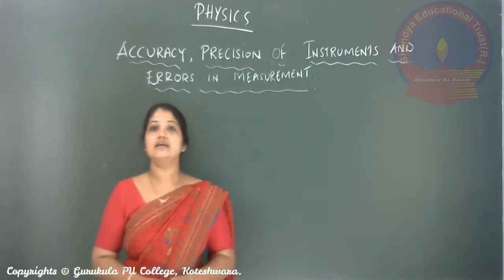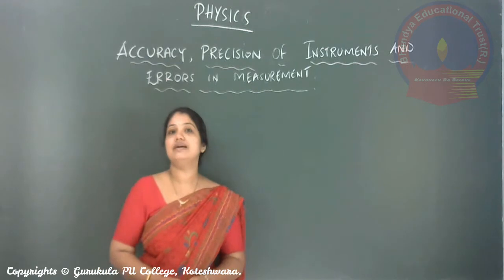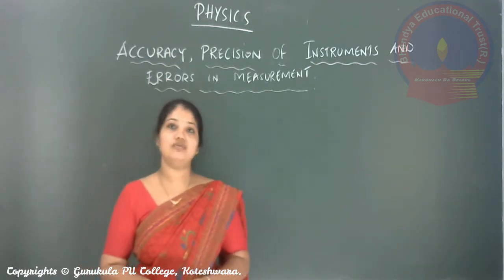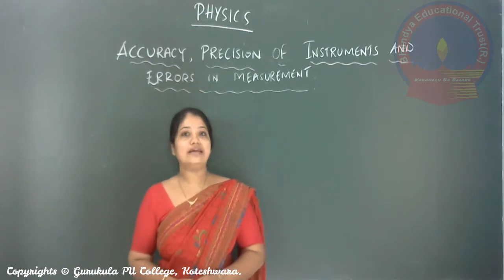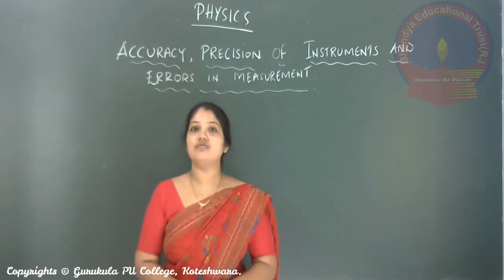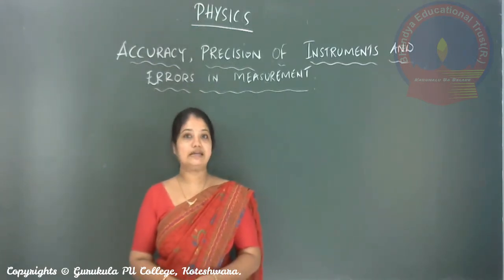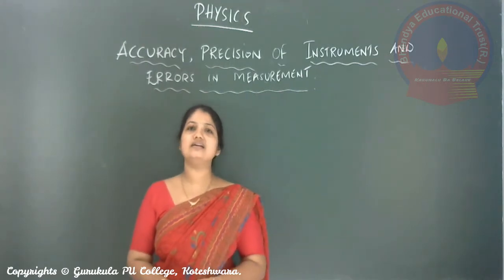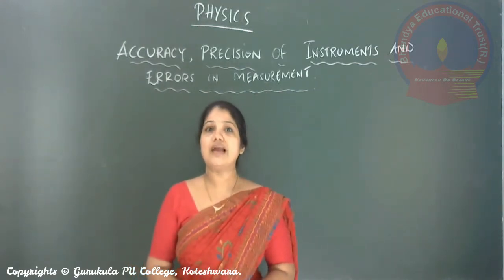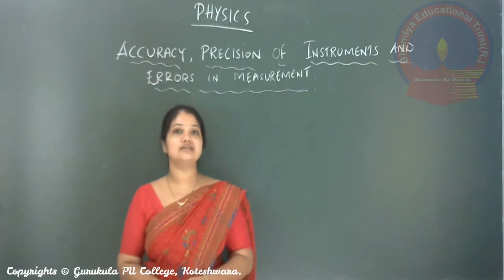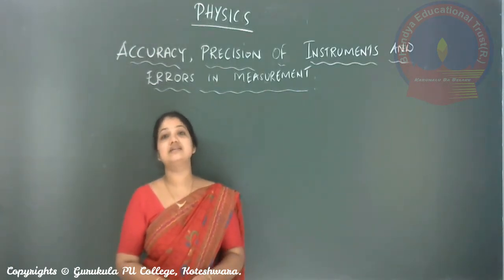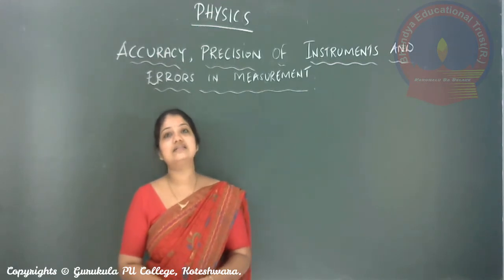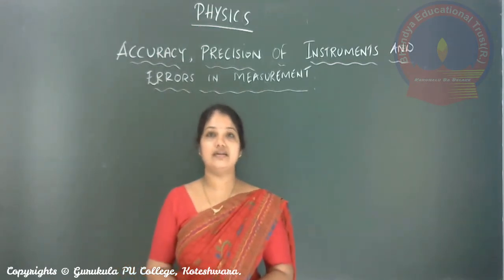Now, as we know, measurement is the foundation for experimental science and technology. So anything that we measure by an experimental technique, and the result that we obtain, will have a certain uncertainty. Now what do you mean by uncertainty? This uncertainty itself is an error.